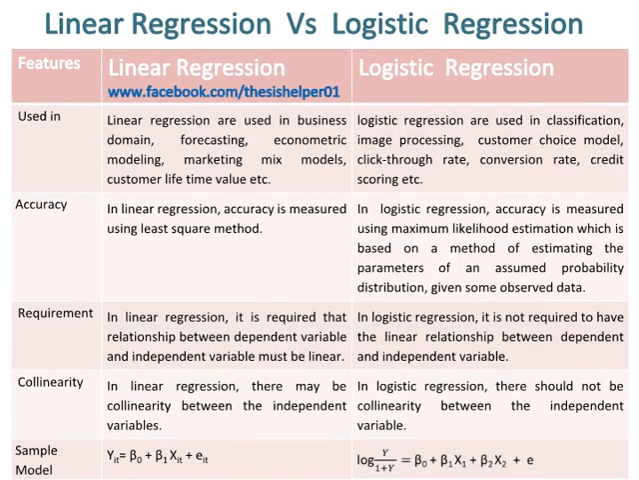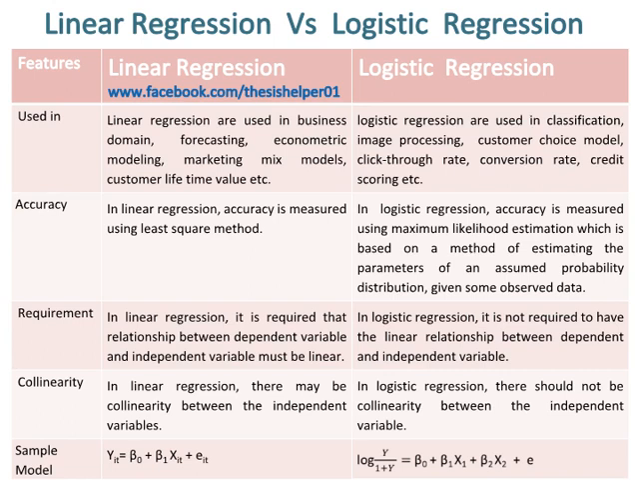Linear regression is used in business domain, forecasting, econometric modeling, marketing mix models, customer lifetime value, etc. Logistic regression is used in classification, image processing, customer choice model, click-through rate, conversion rate, credit scoring, etc. In linear regression, accuracy is measured using least square method, whereas in logistic regression, accuracy is measured using maximum likelihood estimation, which is based on a method of estimating the parameters of an assumed probability distribution, given some observed data.